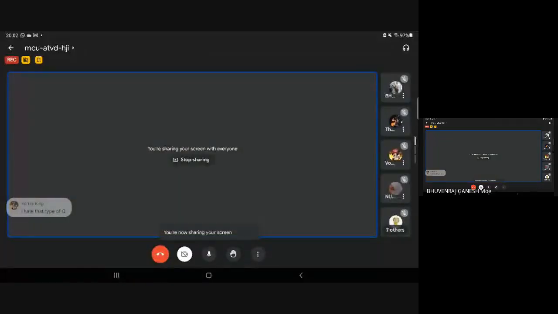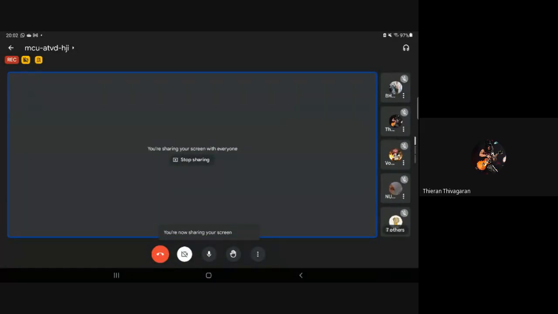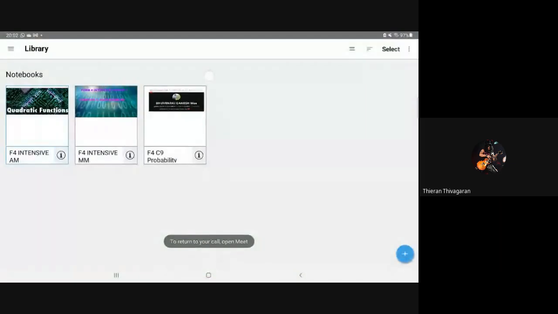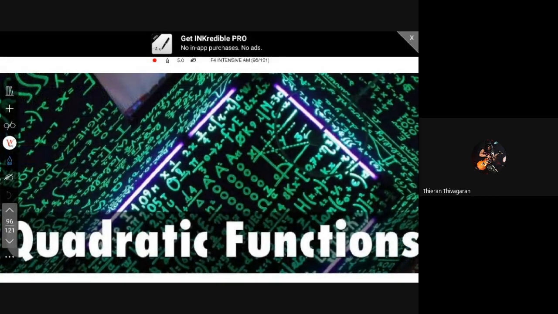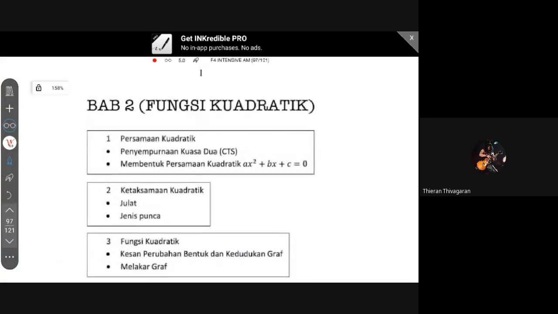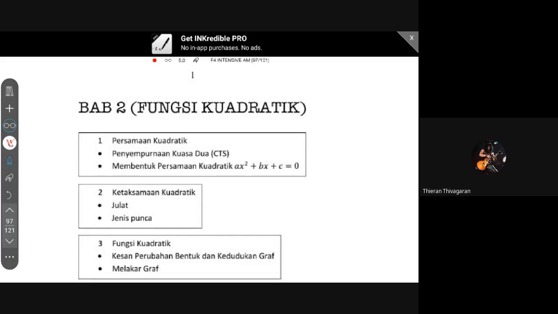Never mind. We go for the basic first guys. Jangan fikir terlalu jauh. Kita pergi basic dulu. Okay? We must start from basic. Kalau terus pergi yang susah macam mana? We have to go from easy to hard. Okay, so quadratic functions today come.